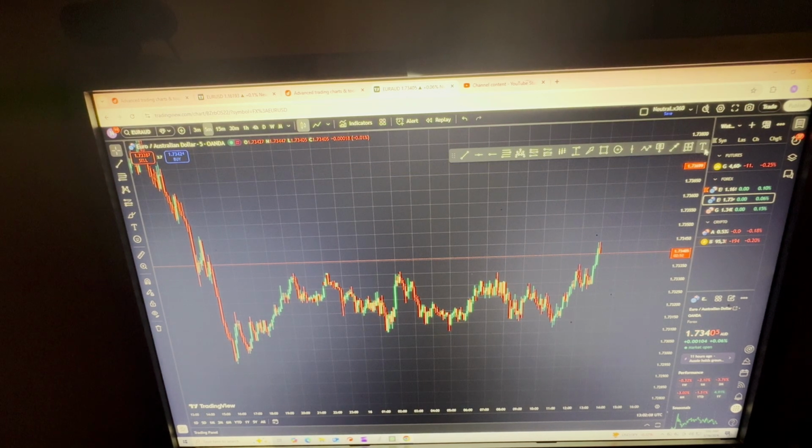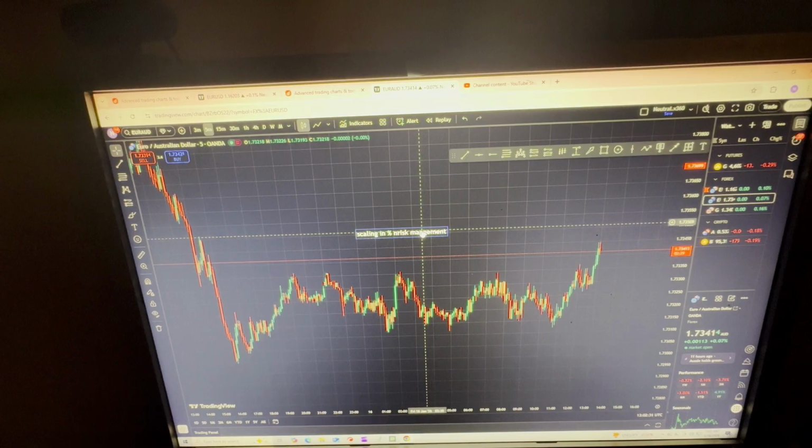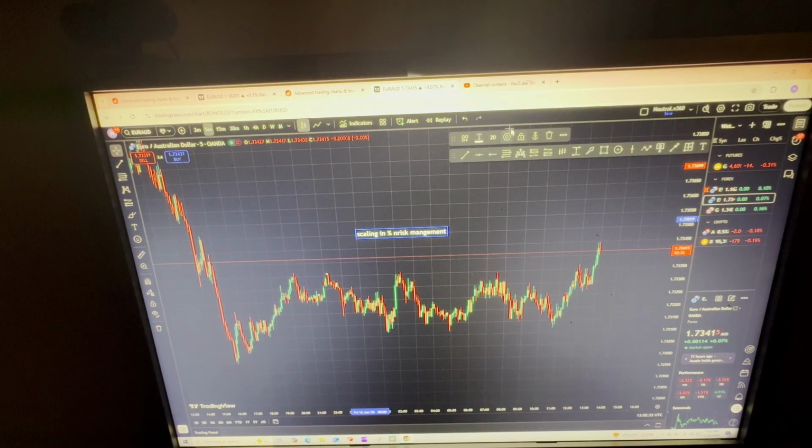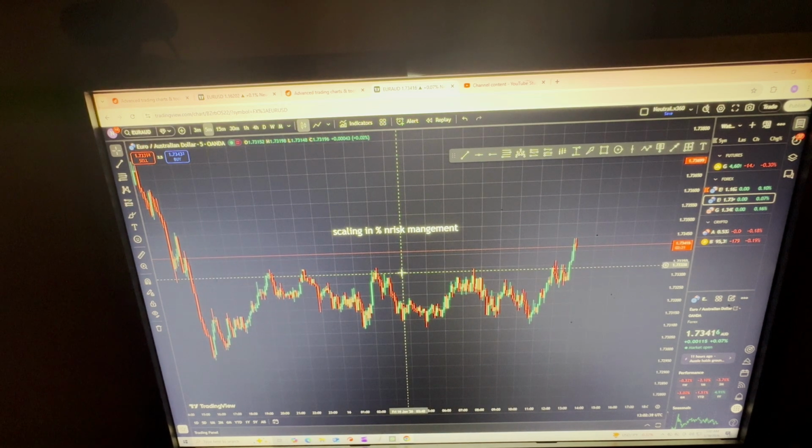So today we'll be going through what we call scaling in with risk management. All right, I hope you guys can see this clearly. I think I need to boost my text so you guys can see this. So quick one, guys, it's the same structure movement, how to scale in a trade, the same way using risk management.